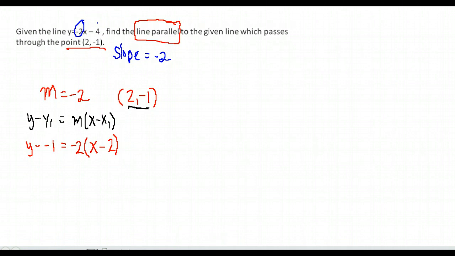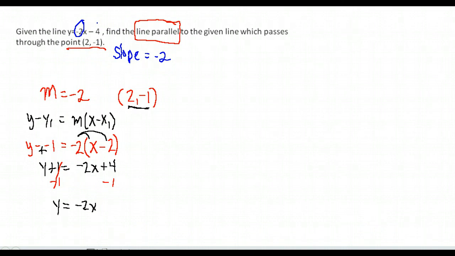And then we just have to simplify that. Minus a negative here makes that a plus. So we have y plus 1 equals, on the right-hand side, I'm going to go ahead and distribute, and I get negative 2x plus 4. The only other thing I need to do to put this in slope-intercept form is to get y by itself. I do that by subtracting 1 from both sides, and my final answer is that y equals negative 2x plus 3 is the equation for the line parallel to the one they gave me and passing through the point (2, negative 1).